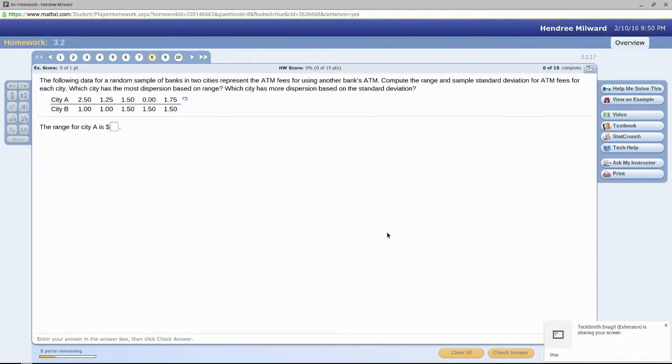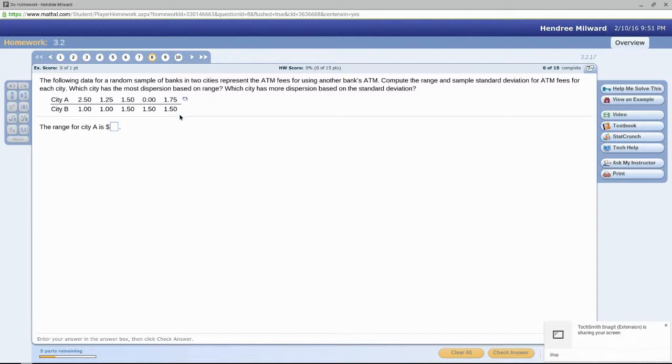Okay, here is number 8 on chapter 3.2. Somebody asked me to run through this problem. You've got some sample data of ATM fees in two different cities, City A and City B. You've got this little table or chart here, and we're right in 3.2. We're talking about dispersion here. So this question wants to compare how dispersed the data is with two different measures. One is the range, and the other is the standard deviation.